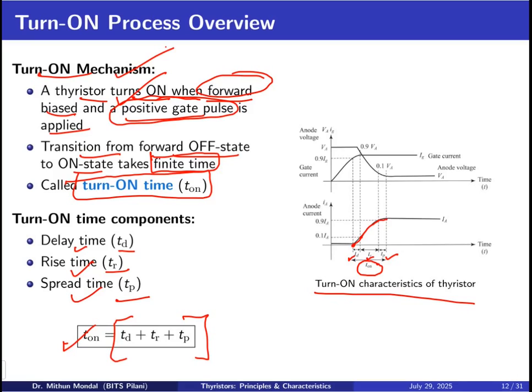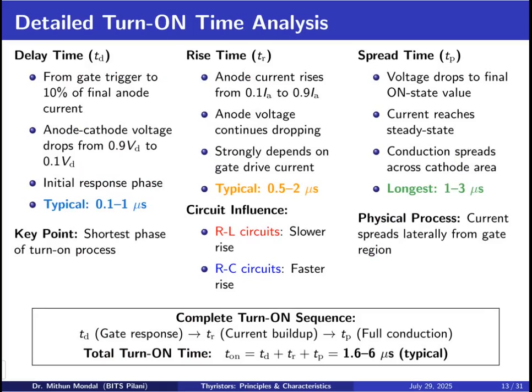Then the thyristor is going to be turned on when the gate current is applied and you will be having a certain anode voltage. If you talk about the detailed analysis of this turn on, what is the delay time? Delay time is from when the gate signal is applied to 10% of the final anode current. Here the anode cathode voltage will drop from 0.9 times the VD value to 0.1 times the VD. This is the initial response phase. Typically this time takes 0.1 to 1 microsecond. This is the shortest phase during the turn on process.